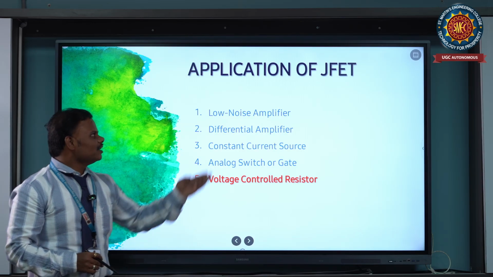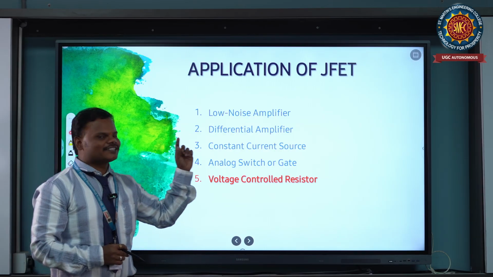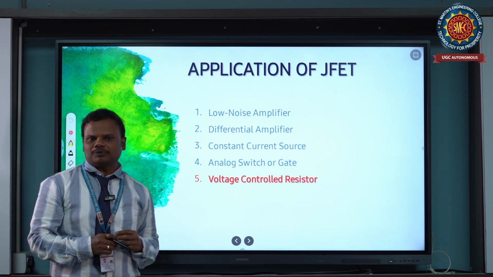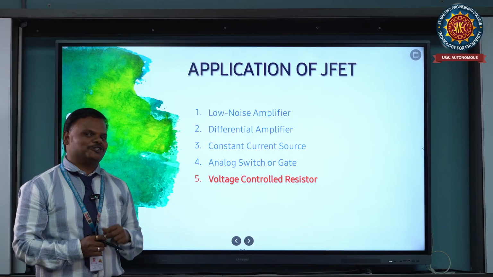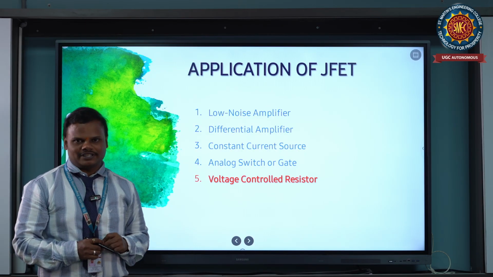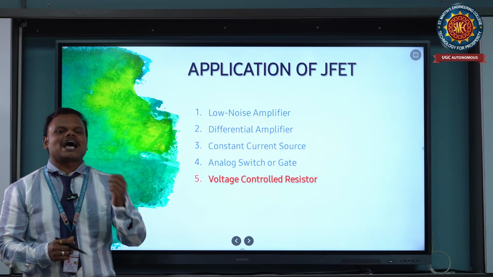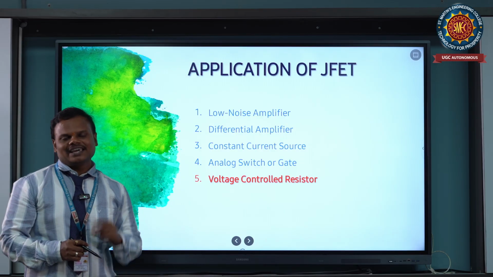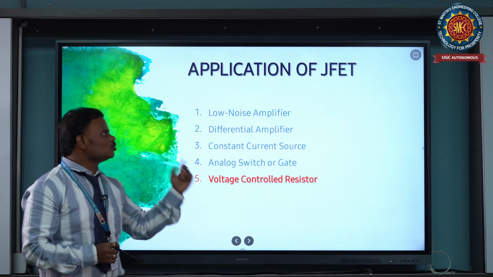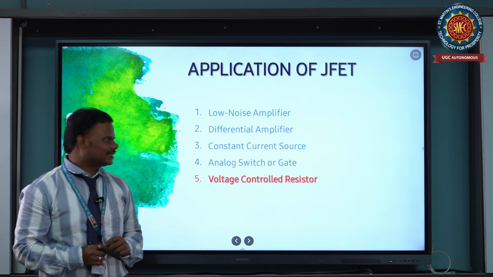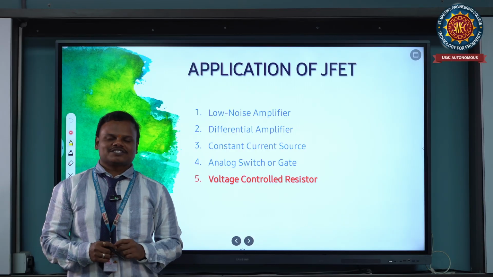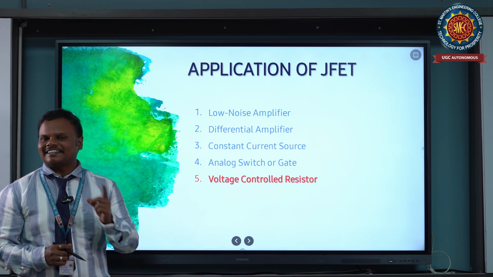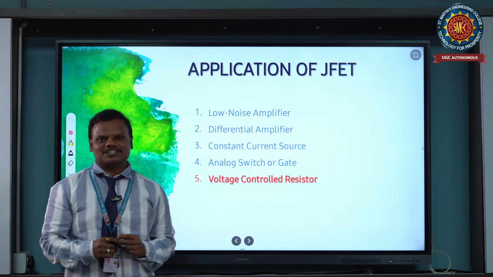Applications of the JFET: these are used in low noise applications, such as low noise amplifiers. Due to the high input impedance, we are able to use it in amplifier circuit design. Next, differential amplifiers. Differential amplifiers are the building blocks of operational amplifiers, and in their construction we also use the junction FET as one of the parts. Next, constant current source. When we operate the junction FET in the pinch off or saturation region, it can act as a constant current source.